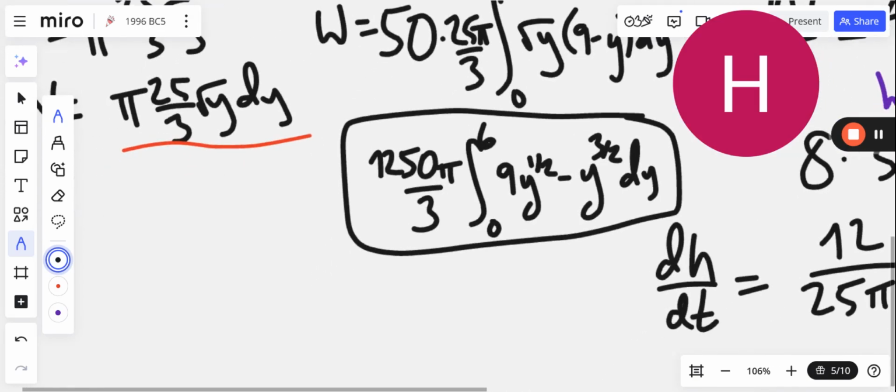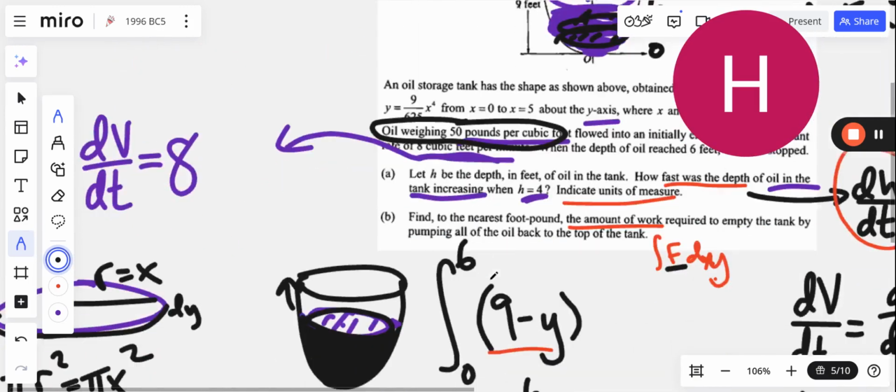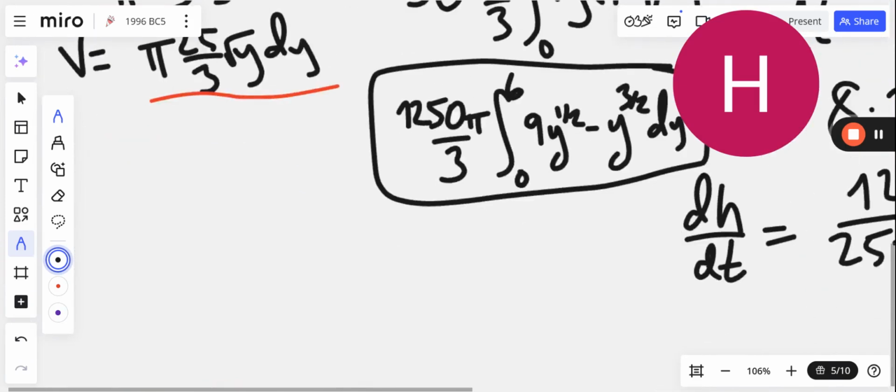I'm not sure what it is. Especially since you need to round it to the nearest foot-pound. To the nearest foot-pound, so to the nearest whole number, basically. No idea what that is, probably like 60,000 or something. It's going to be very, very high. It's a pretty big tank.